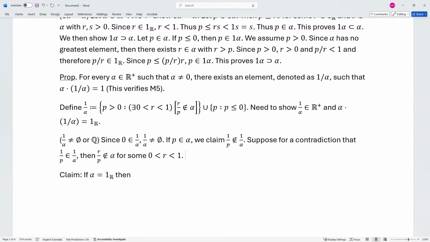So actually, 1 over P is in 1 over alpha. That means R over 1 over P, that's R times P. Then RP is not in alpha. And that's a contradiction because RP is less than P, everything to the left of P.